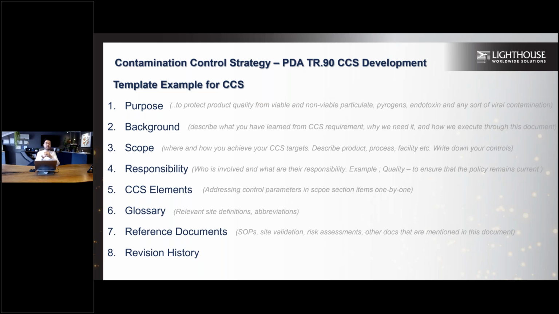For example, if you are describing your environmental monitoring system by non-viable particle monitoring, then you can describe in which locations you are collecting samples, how you are using it, what your limits are, and how you describe it. Very short and lean description. But you can use the annexure to put the non-viable monitoring system validation document, non-viable monitoring system risk assessment, pre and post risk assessment. All of them could be in your reference document part as an annexure.